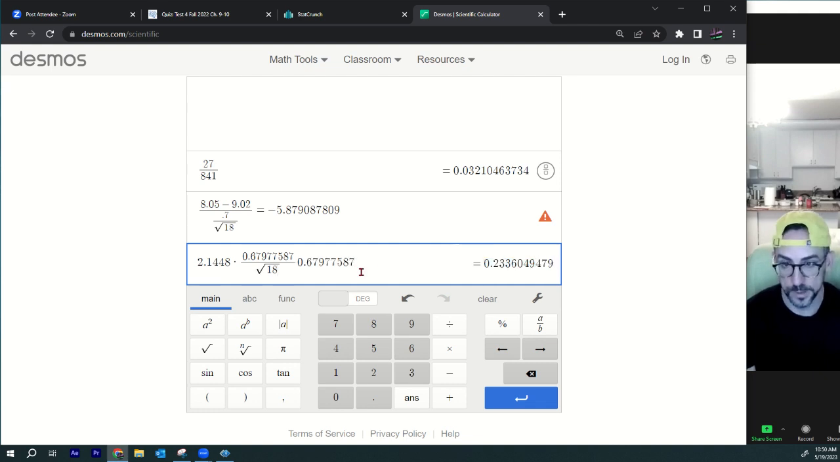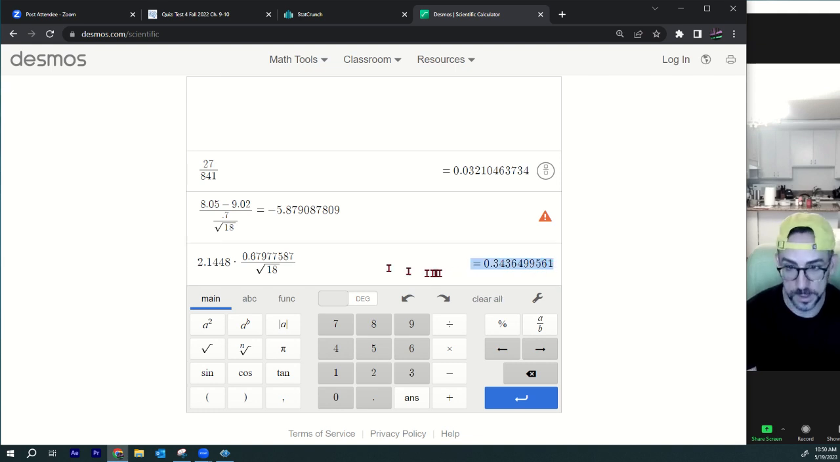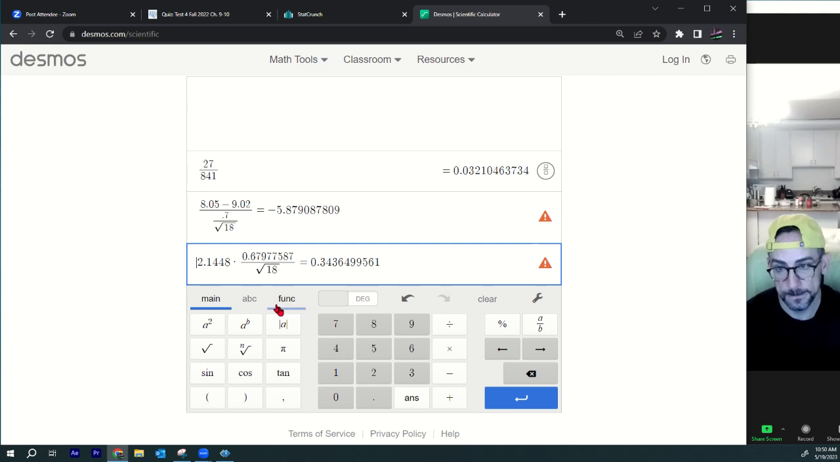Control C, Control V, put an equal sign here. Did I copy that right? Double check. Wait, how did I not copy that right? Interesting. Okay. Control C. I'm glad I checked that. E equals to. There's your margin of error.